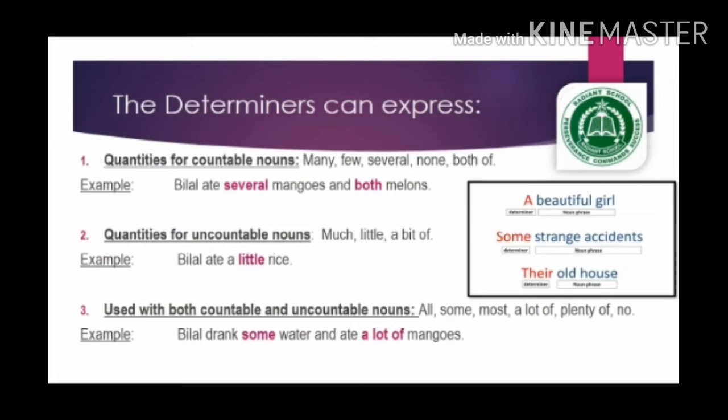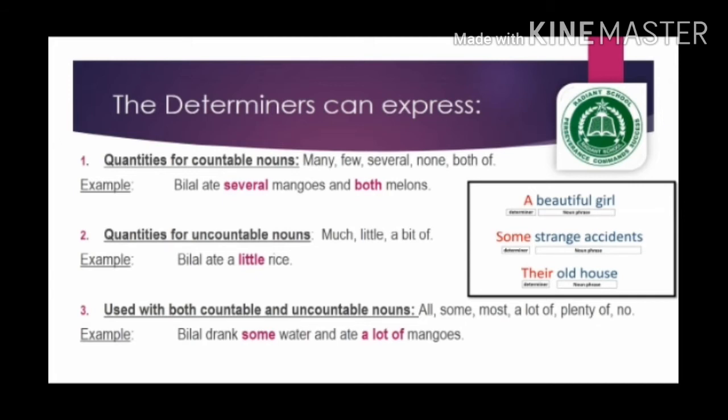Number 2, determiners can express the quantities for uncountable nouns like much, little, a bit of. And if we use them in a sentence: Bilal ate a little rice. Here, a little is a determiner that tells about the quantity of an uncountable noun.